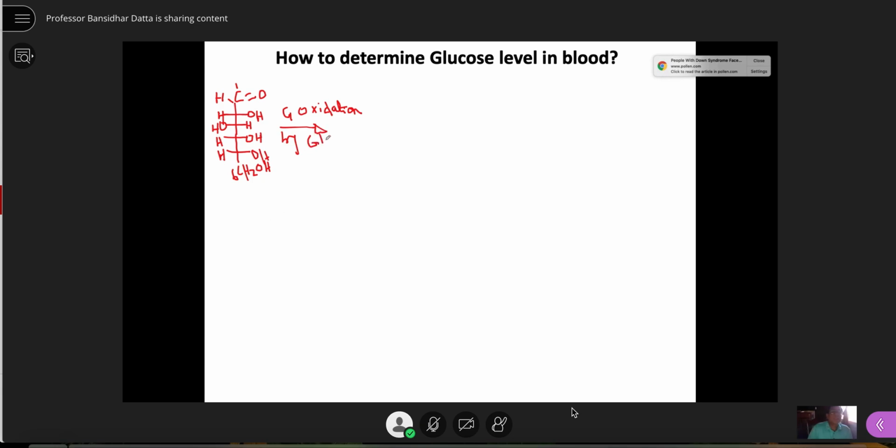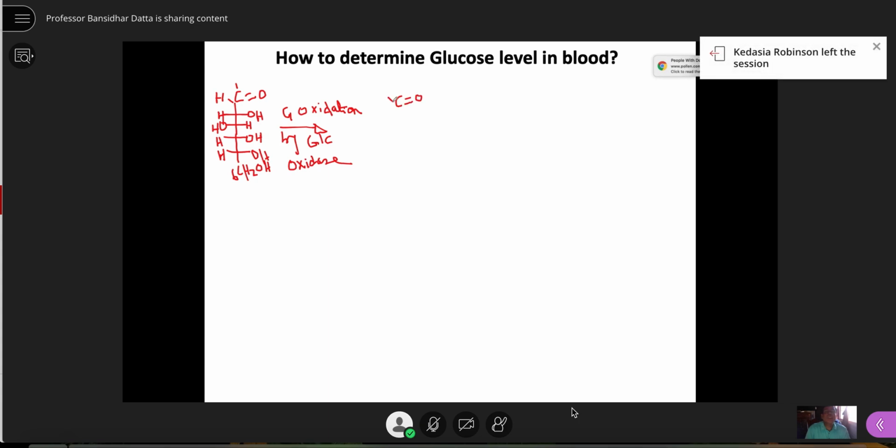GLC is the abbreviation for glucose, and the enzyme is called glucose oxidase. That's where the enzyme's name comes from. So it oxidizes the glucose. C1 oxidation: carbon number 1 is oxidized. What does carbon number 1 have? Which group is this? Aldehyde. Aldehydes are oxidized to carboxylic acids. Everybody knows, right? Yes or no? Review. So basically that aldehyde group is oxidized to a carboxylic group. The rest of the things remain the same.